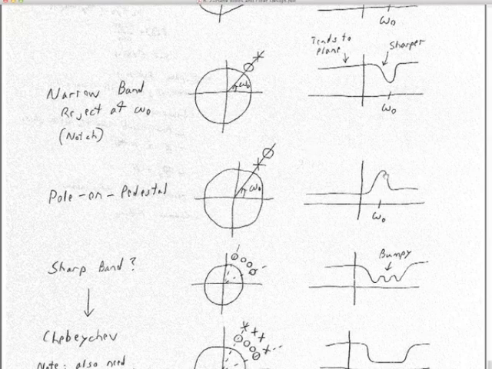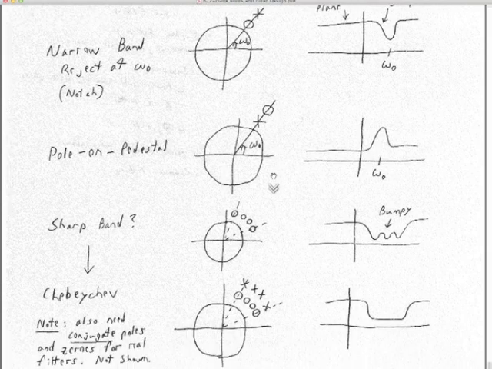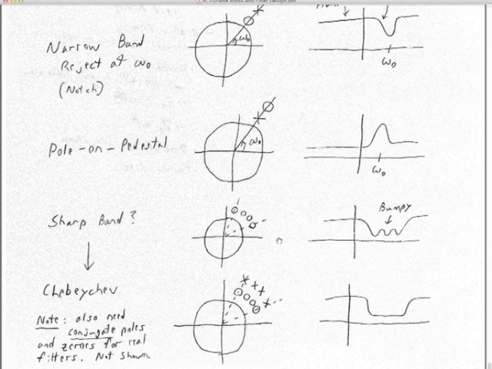And you can have a pole on a pedestal type of response. You want to enhance just one frequency, okay? So then you just put the pole closer to the unit circle than the zero, okay? And then a sharp band reject.